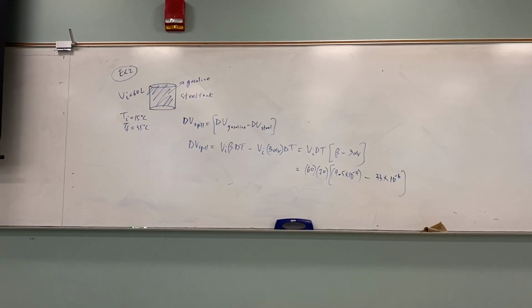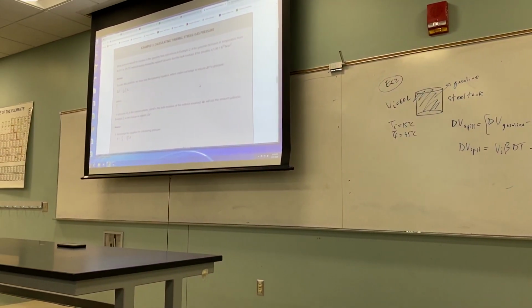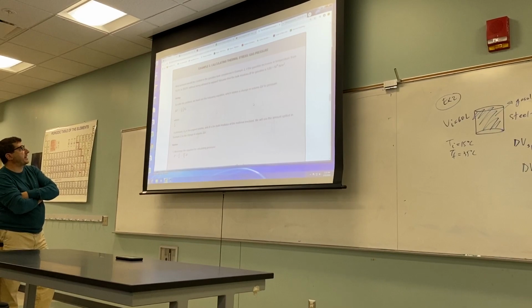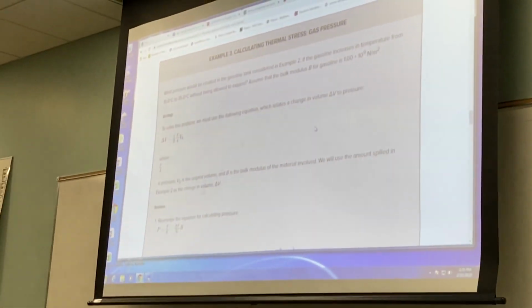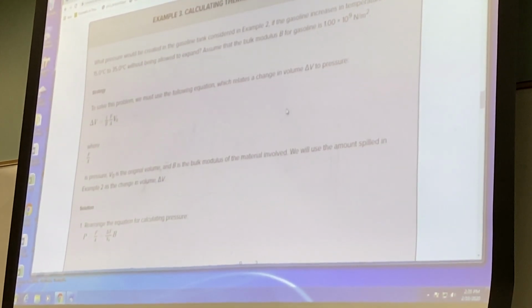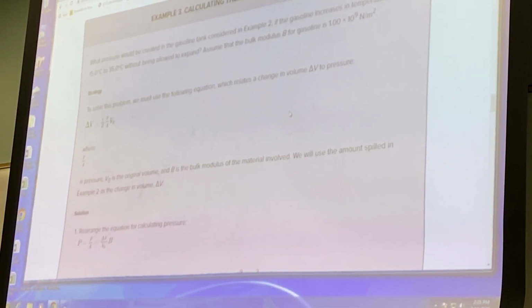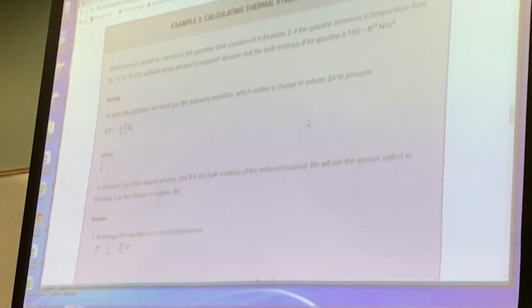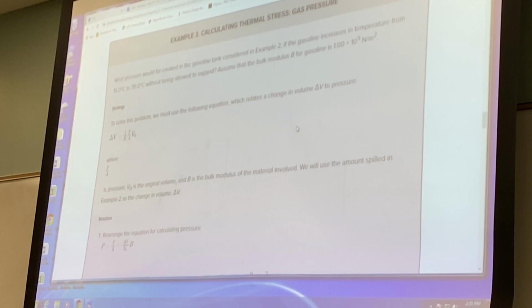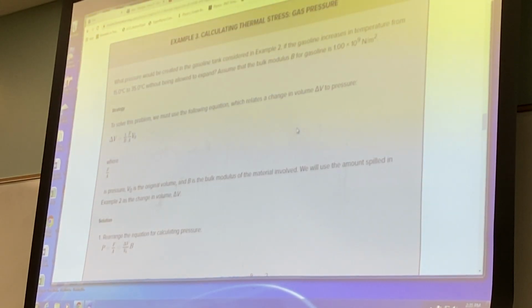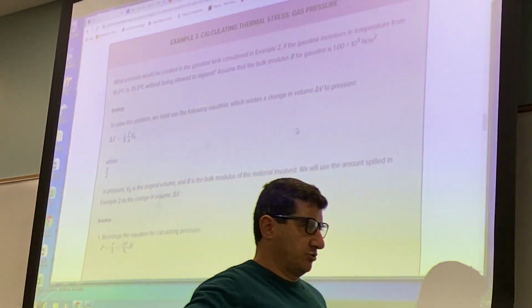Okay, I like some of these questions they're giving. What pressure would be created in the gasoline tank considered in example 2 if the gasoline increases in temperature from 15 to 30 without being allowed to expand? Assume that the bulk modulus for gasoline is 1 times 10 to the 9 newtons per meter squared. So they're saying, okay, this gasoline is expanding and you're not allowing it to expand. The thing just wants to expand.